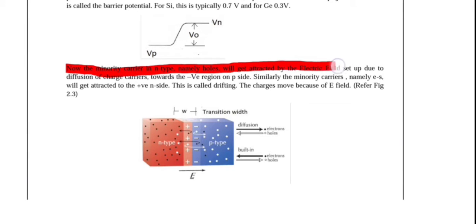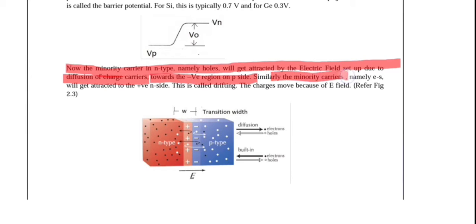Okay, so I'll read it once. Minority carriers in n type, namely holes, will get attracted by the electric field set up due to diffusion of charge carriers towards the negative region on the p side. Similarly, minority carriers in p type, namely electrons, will get attracted to the positive n side. This is called drifting. Due to this electric or potential difference, the holes and electrons get attracted and move. So this process is known as drifting. The charges move because of the electric field.